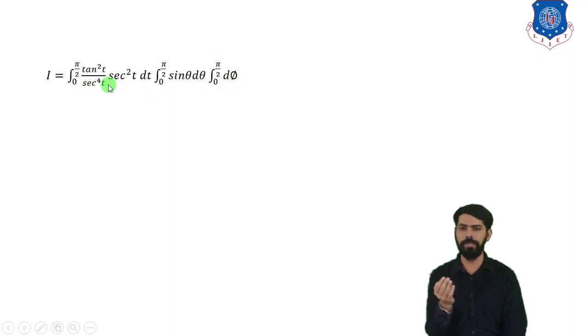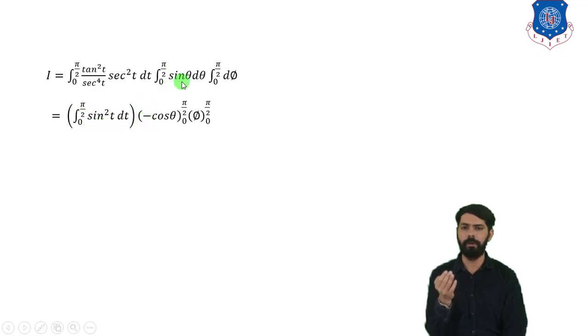Now, if we simplify this, then here sec square t divided by sec raised to 4t, so here it will be tan square t divided by sec square t, and tan square t can be written as sin square t divided by cos square t, and 1 upon sec square t can be written as cos square t. So this will be sin square t divided by cos square t into cos square t, so cos square t cancel out, so this will be sin square t. Therefore, this is equal to integration from 0 to pi by 2 sin square t dt into, now we will take integration of sin theta with respect to theta, so it will be minus cos theta, and limit will be from 0 to pi by 2, and integration of 1 d phi will be phi, and limit will be from 0 to pi by 2.